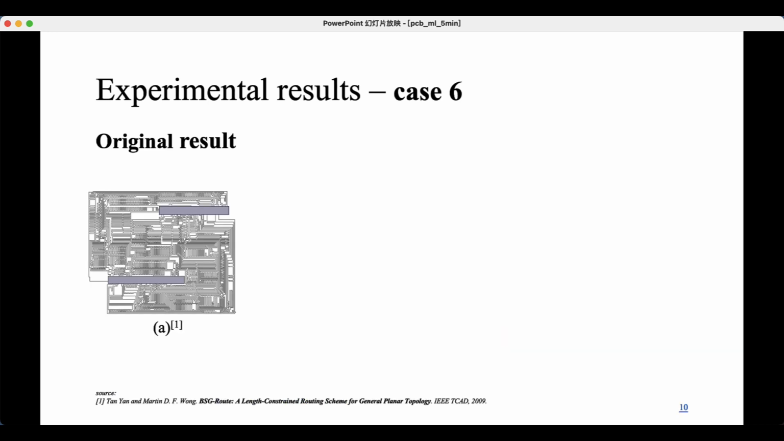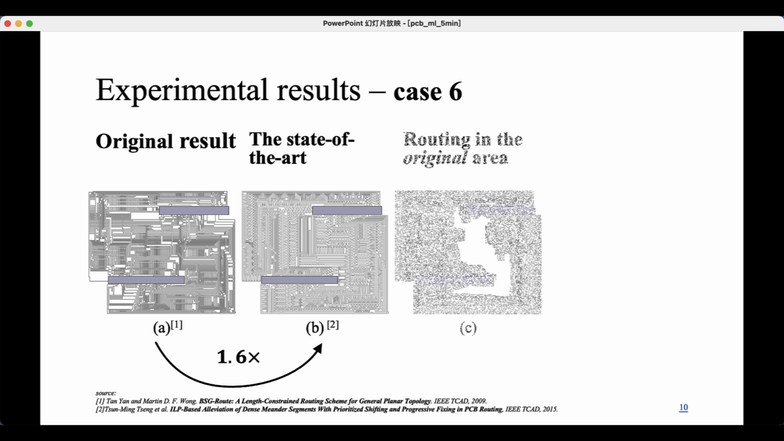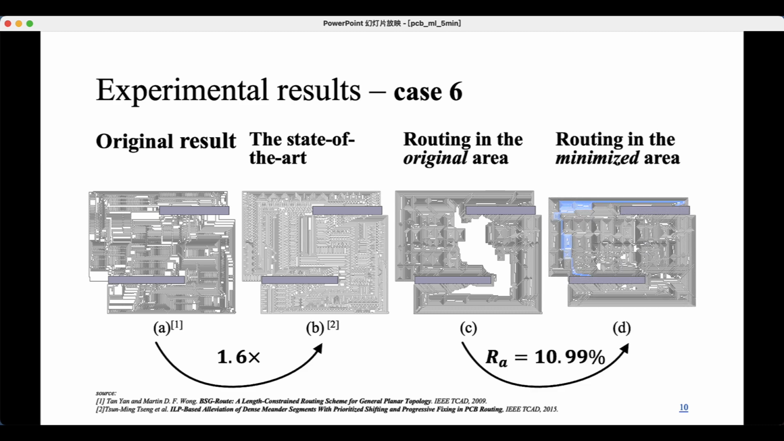Further, we show the experimental results for case 6. Figure A shows the original result. Figure B shows the state-of-the-art result. Our result employing spiral delay lines is illustrated in Figure C. Further, we decrease the height and width of the original routing area and reroute within the minimized routing area. The final routing result is shown in Figure D.